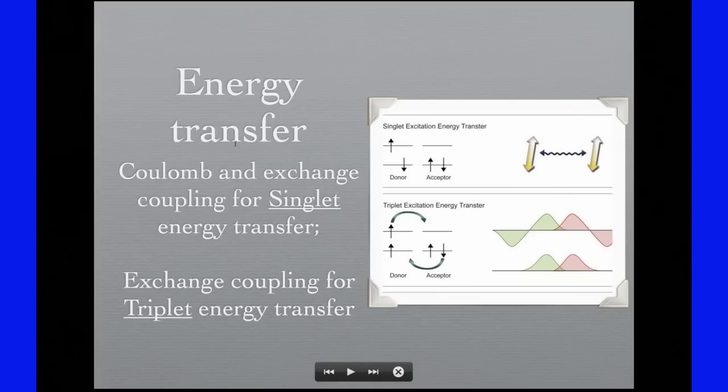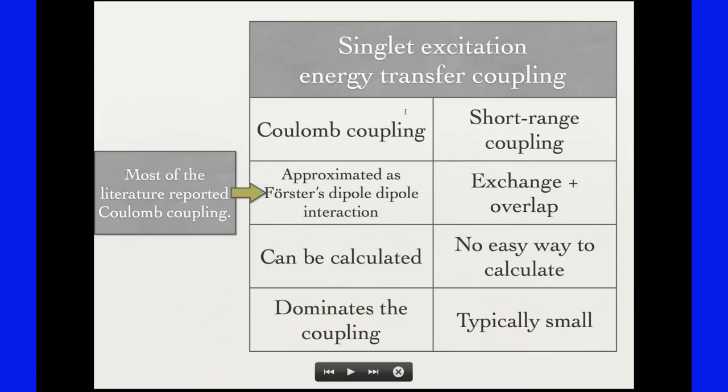Well, energy transfer. People sometimes, instead of calculating the full Hamiltonian value, calculate the Coulomb and exchange coupling, especially for singlet energy transfer. Actually, in the early energy transfer literature, most of the time people calculate the exchange coupling also. What are they? They are the components in the coupling. So for example, in the singlet case, if you dissect this Hamiltonian contribution, you can have a Coulomb integral. That is what most of the literature reports, and it is also approximated as Forster's dipole-dipole coupling. It can be easily calculated, and it is believed that this is the dominating term.